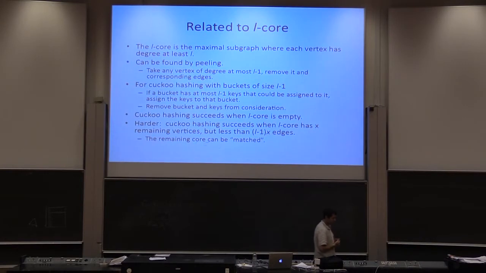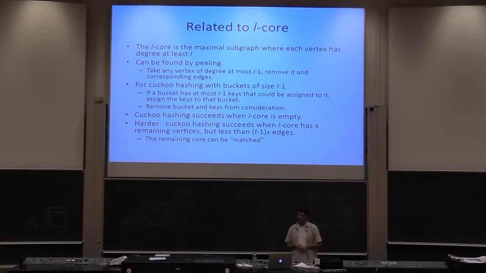This relates to something that you probably heard come up before with Rasmus's stuff, or what I was talking about, the L-core. When we're talking about random graphs or hypergraphs, the L-core is a maximal subgraph where each vertex has degree at least L.